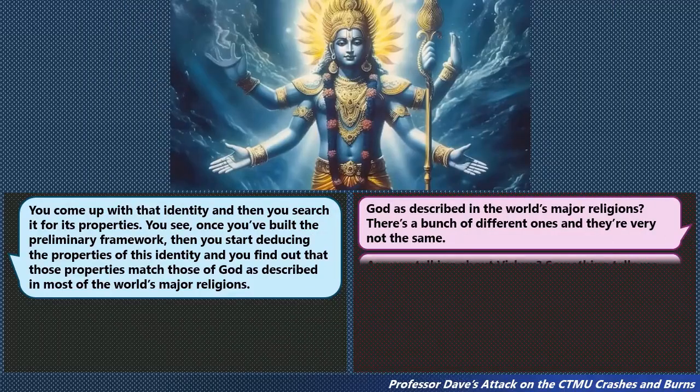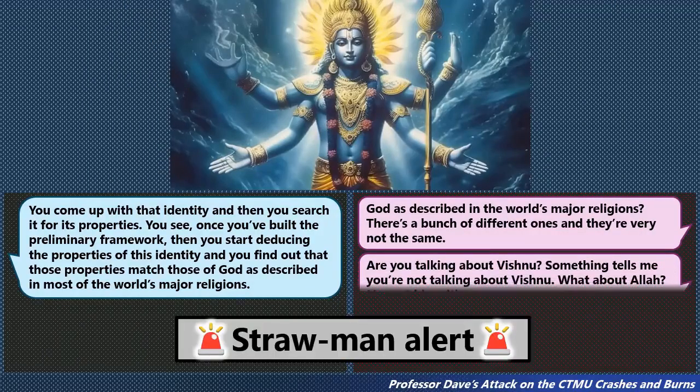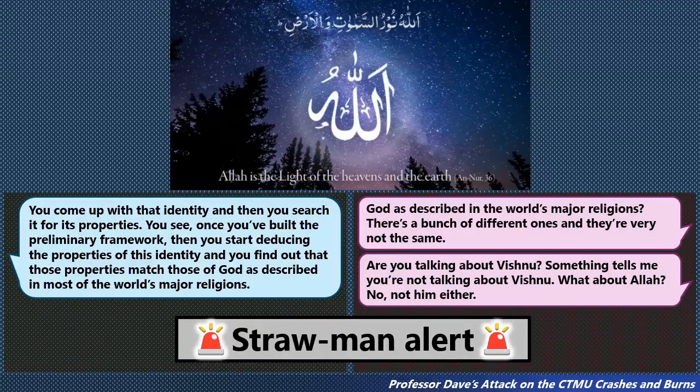Are you talking about Vishnu? Something tells me you're not talking about Vishnu. What about Allah? No, not him either. What did Chris just say? This is shameless strawmanning. He just said that the properties he's talking about match those of God as described in most of the world's major religions. Simply telling Chris he's not talking about Hinduism or Islam doesn't work. It's a strawman fallacy. If you have a reason why he's not talking about those, you have to present a reason, not just say something tells me.